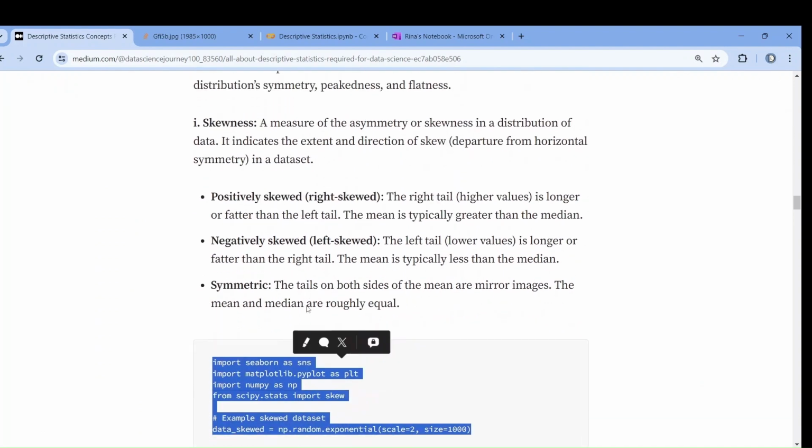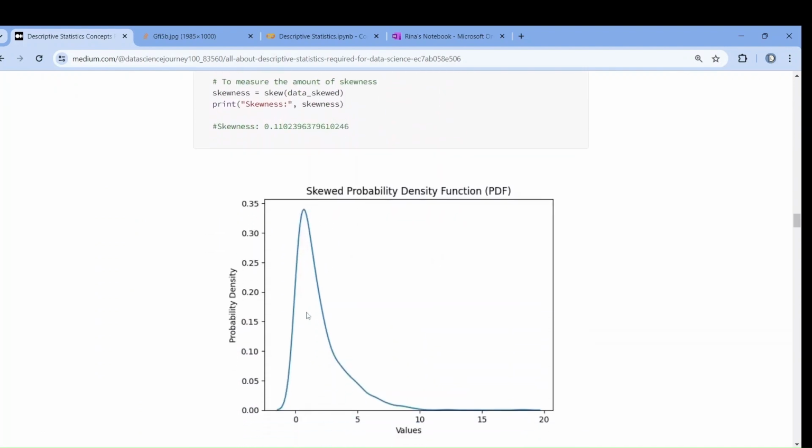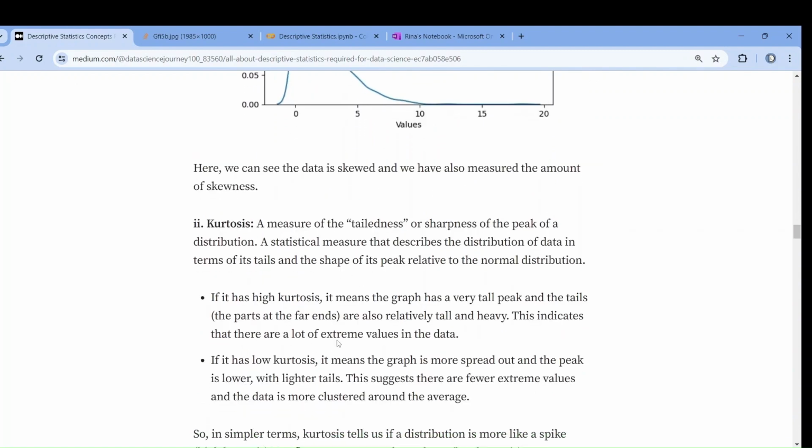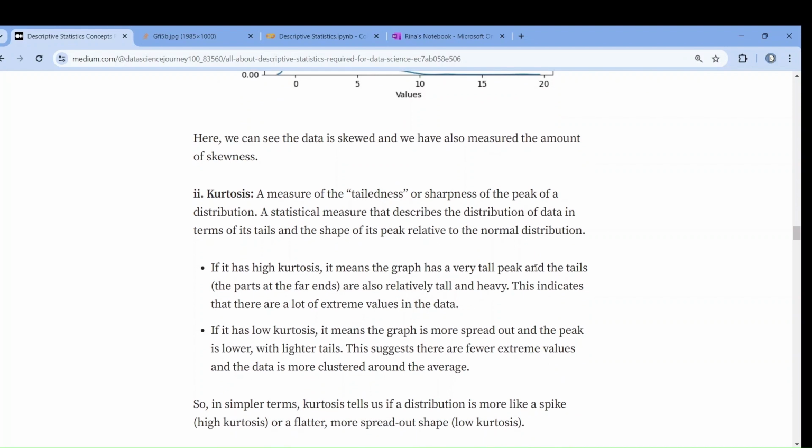Now the next one is kurtosis. Kurtosis is also simple things. Kurtosis means the measure of tailedness or sharpness. Okay, if it has high kurtosis, that means the graph has a very tall peak.